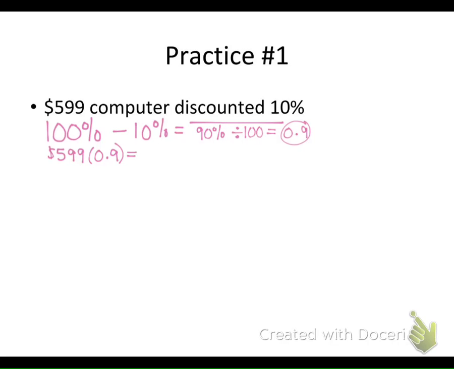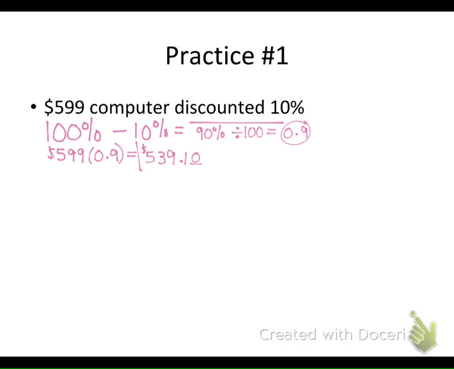So 599 times 0.9. What do you get in your calculator when you do that? 539.1. So 500 and what? 39.1. Okay, now we're dealing with money. How many places do I need behind the decimal? 2. I only have 1, so what do I plug in when I need another number? 0. So the cost of the computer is going to be $539.10. So don't forget your dollar sign there.